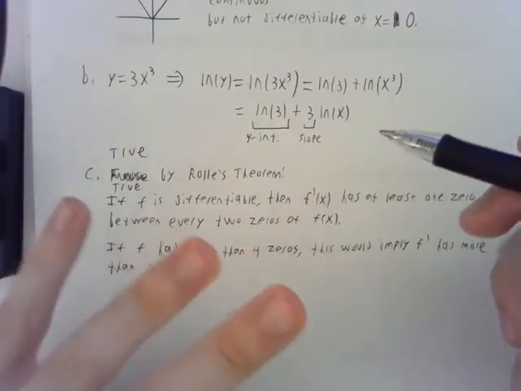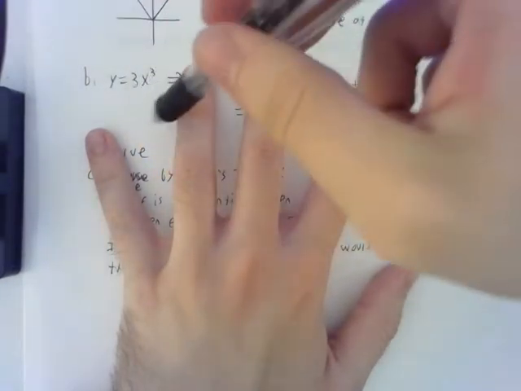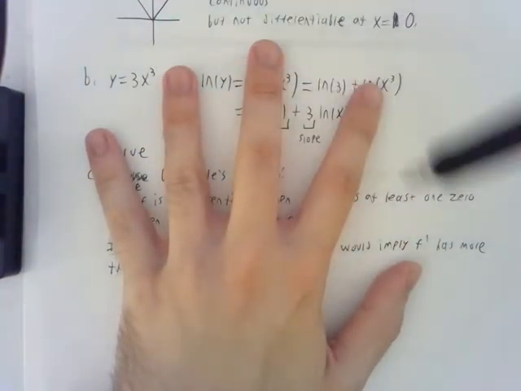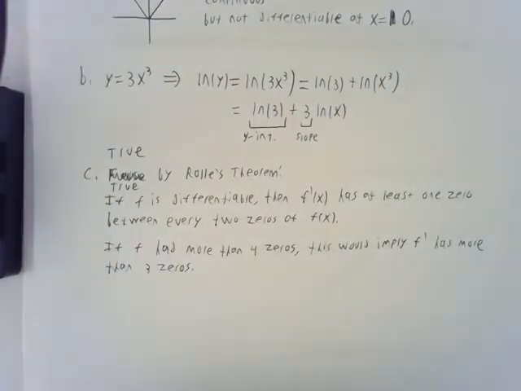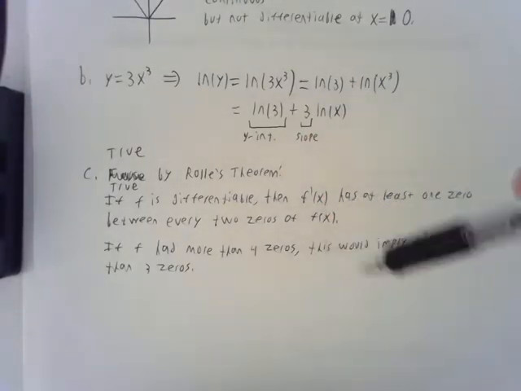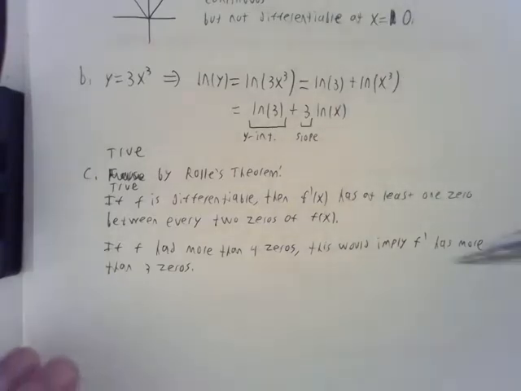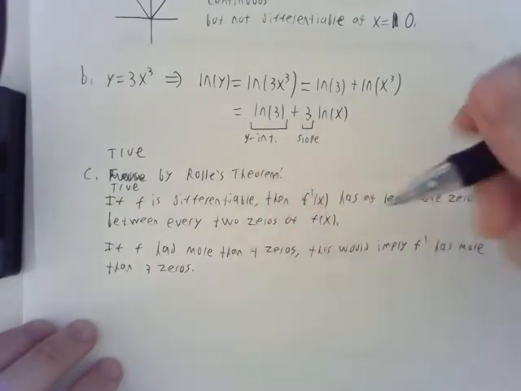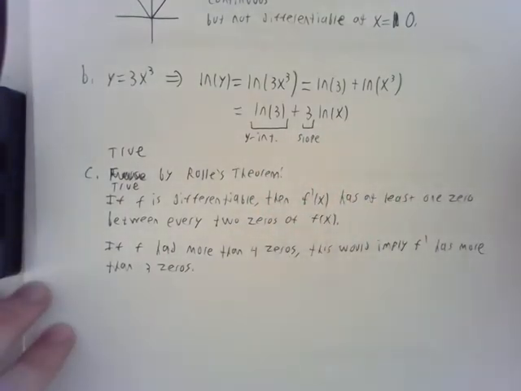So let's say there were 5 zeros, then we would have a zero of f prime in between the first pair, a zero in between the second pair, a zero in between the third pair, and a zero in between the fourth pair, so there would be 4 zeros of the derivative. So that would be contradictory to the information given in the problem that the derivative only had 3 zeros. So that means that the function can only have up to 4 zeros.